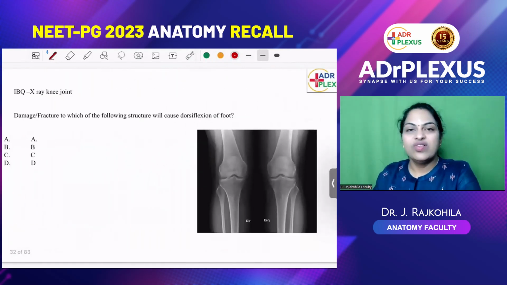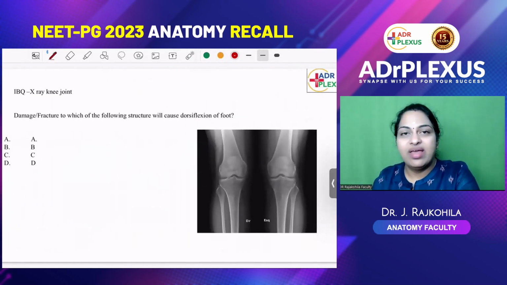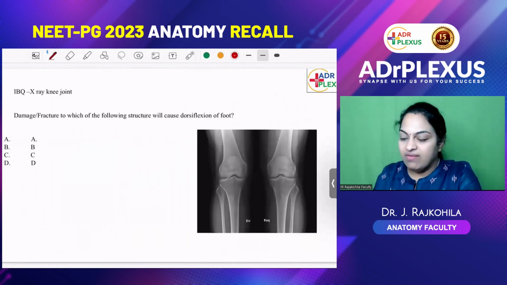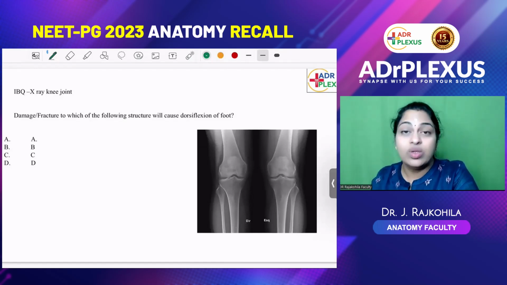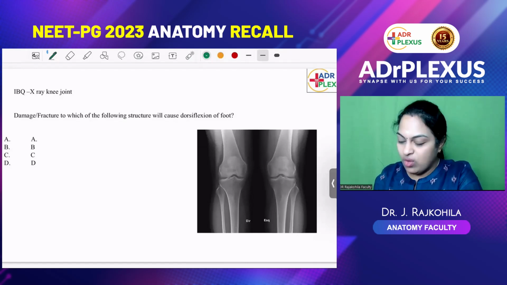So this was a question in lower limb, an image-based question where ABCD was marked. The question was something similar: the damage or fracture to which of the following structures will cause dorsiflexion of foot? This is an X-ray of the knee joint, and you see the femur above, the tibia here, and the fibula. So what was exactly marked?